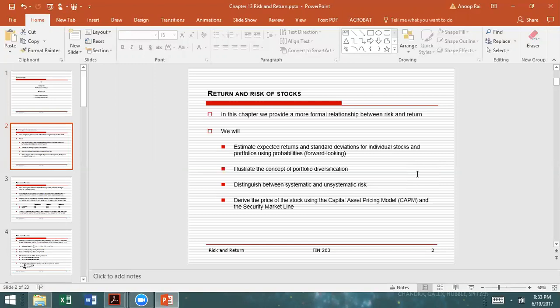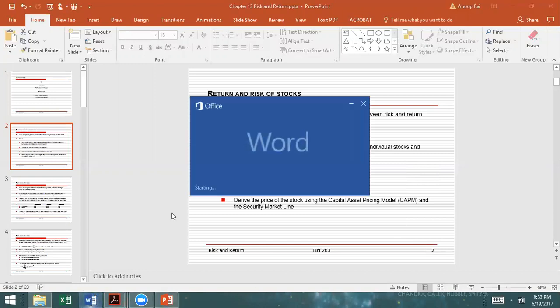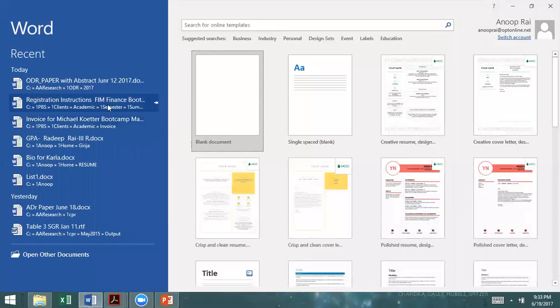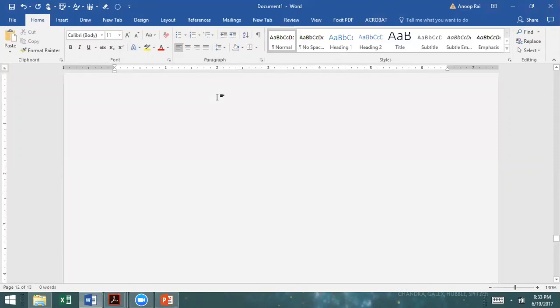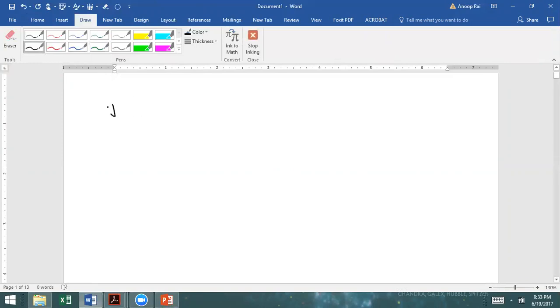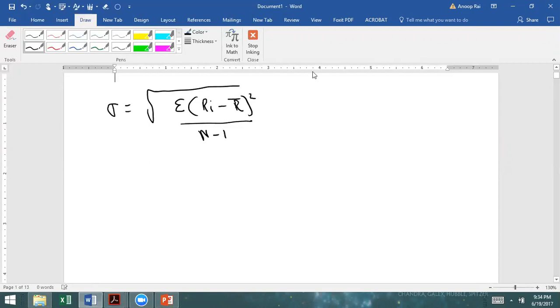So the first thing we're going to do is what we did in the other class, learn how to calculate the standard deviation using the second formula. Let me just refresh your memory. In the first example, when we did a formula to measure standard deviation, we said standard deviation is equal to the square root of sigma, and let's say Ri is the return, minus R bar, squared, over n minus 1.